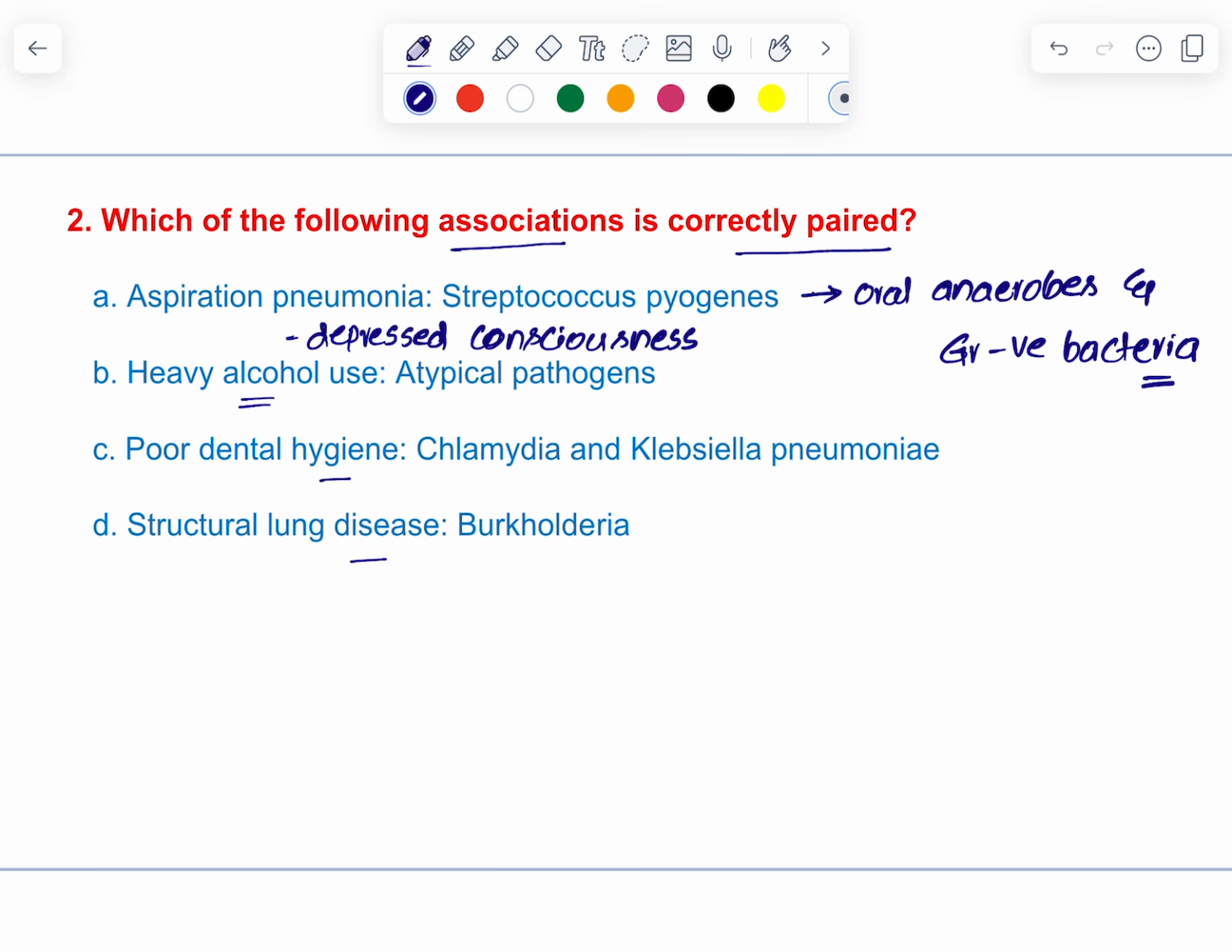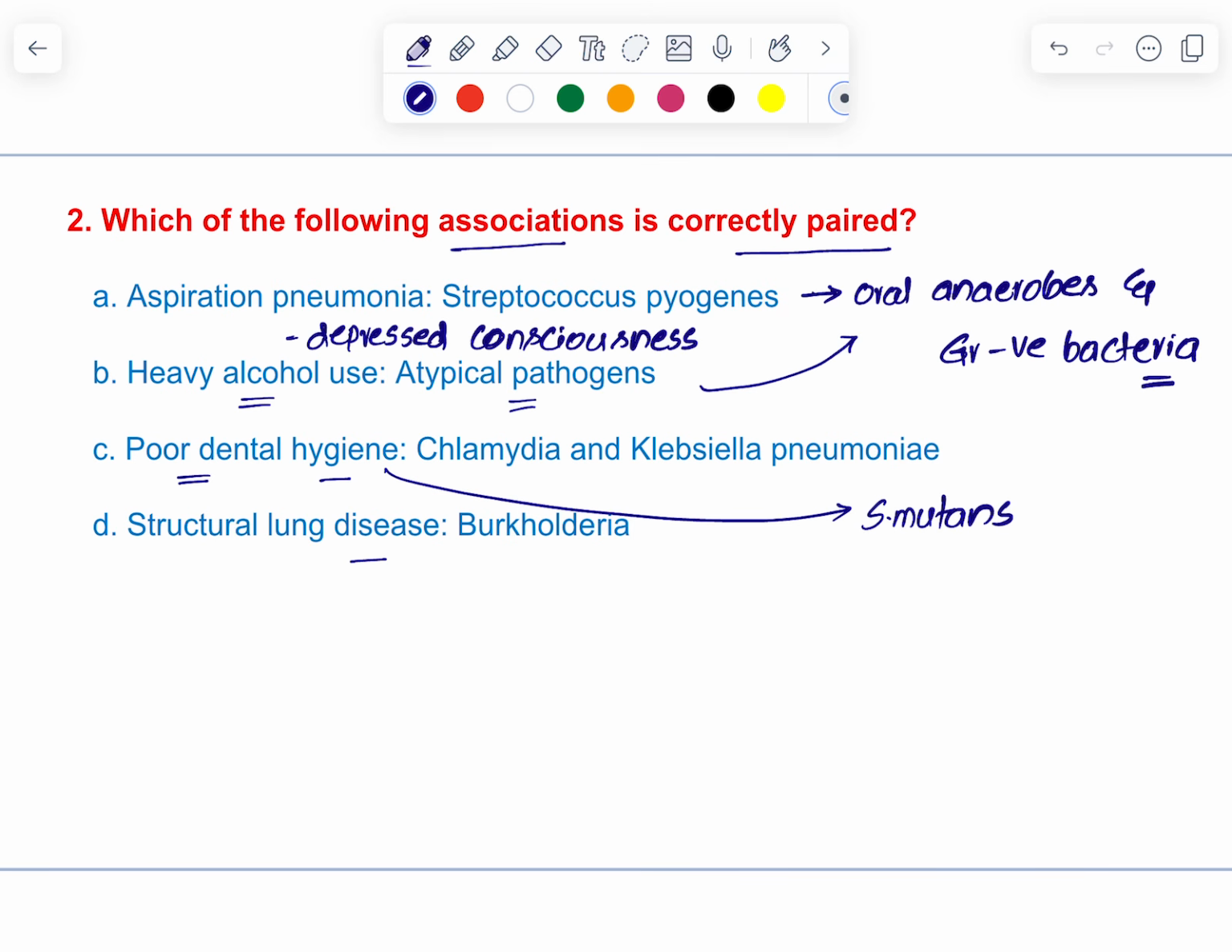Now you take the heavy alcohol use. Heavy alcohol use also leads to depressed level of consciousness. Once there is depressed level of consciousness, again the individual will land up in what is called aspiration pneumonia. All right. So once there is aspiration, what are the organisms? It is the oral anaerobes and as well as the gram-negative bacteria. All right. Next, coming to poor dental hygiene. Poor dental hygiene leads to Streptococcus mutans, right? It will be Streptococcus mutans.